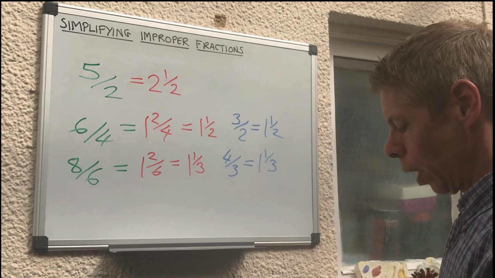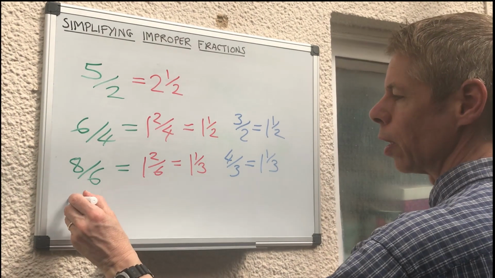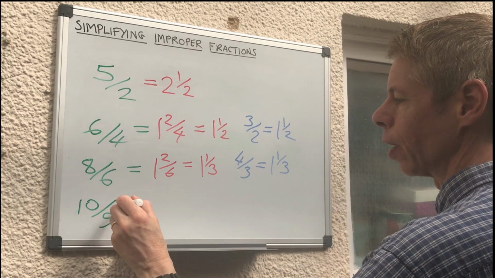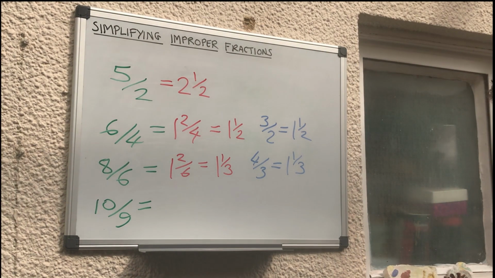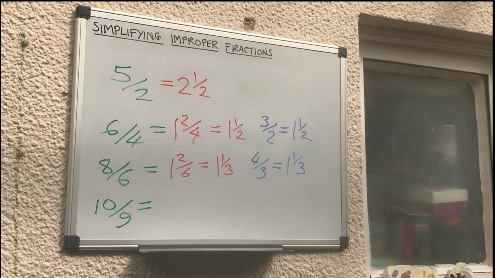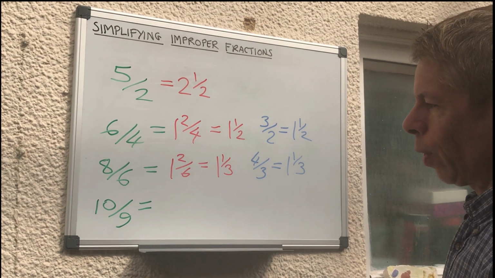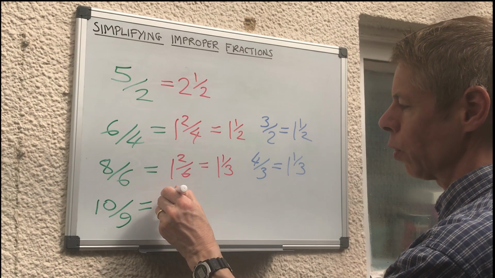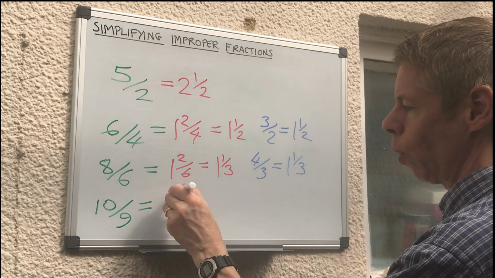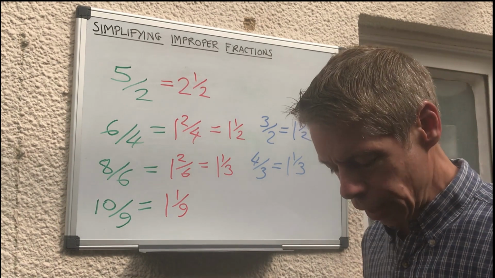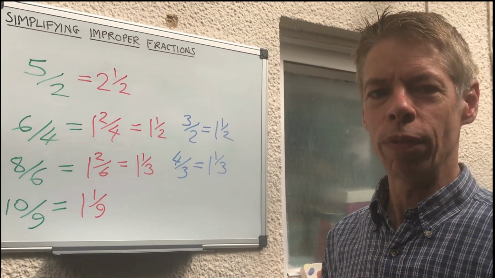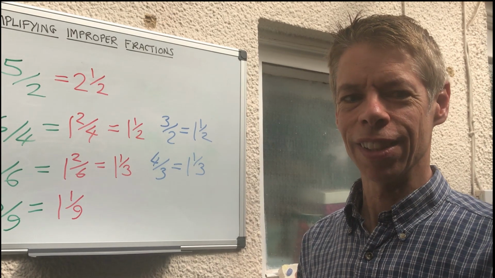Great. The last one we're going to do, 10 over 9. Let's give you some time to work that one out. There's only really one decent way of doing this one. How many 9's in 10? The answer is 1. You only have 1 left, and you use that number over 9. So that is how to simplify improper fractions.